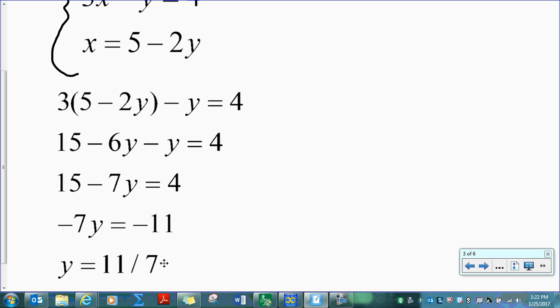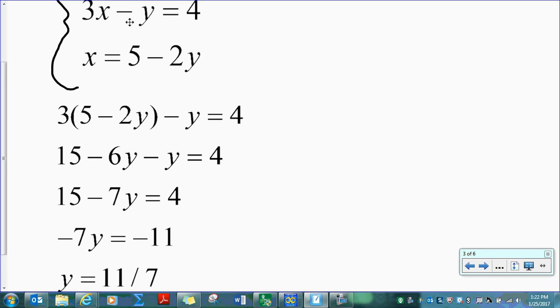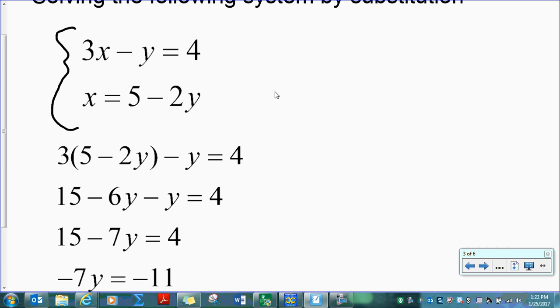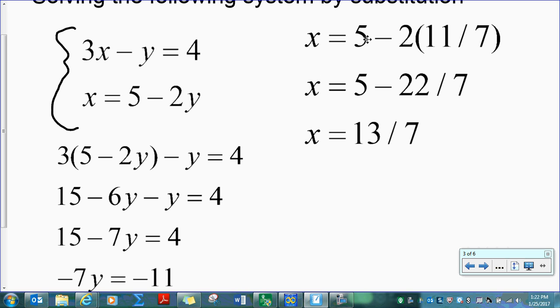Okay? Now that I have a y, I can take that value for y and plug it into either of these two y's in these equations. Okay? So let's go up here. Let's plug it in down in this one, because it's already here and we're solving for an x, so we just have to simplify. So we go ahead and plug it in. So we have 5 minus 2 times 11 over 7. We go ahead and multiply this. 2 times 11 over 7 gives me 22 over 7. 5 minus 22 over 7 gives me 13 over 7. So that's my x value.